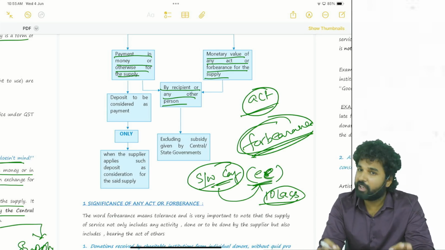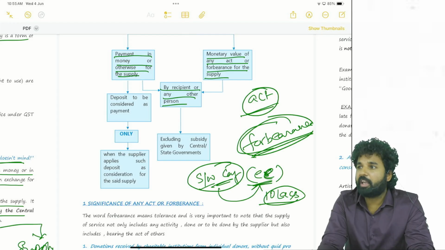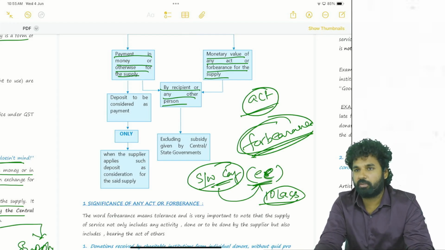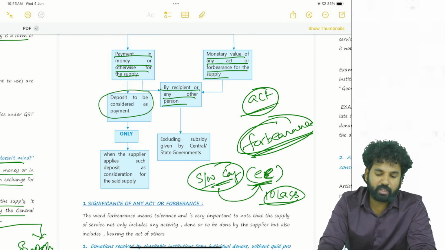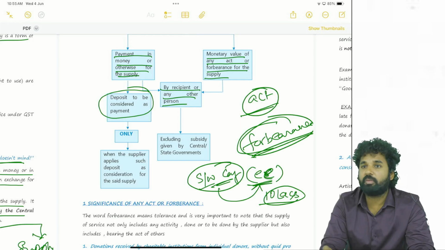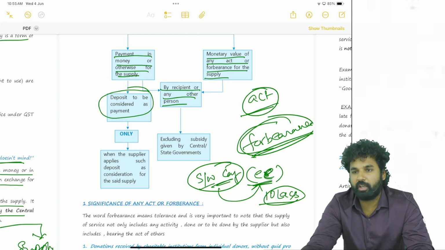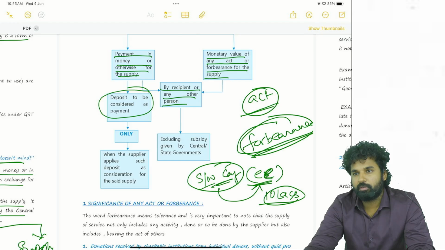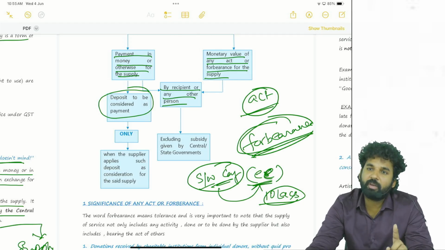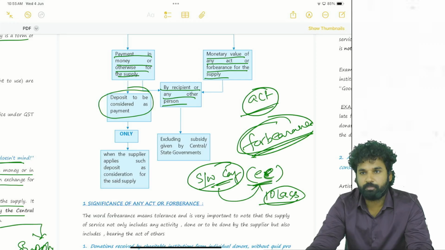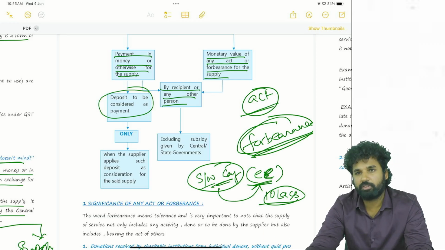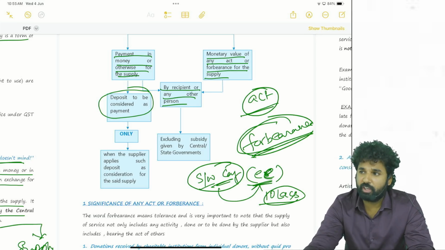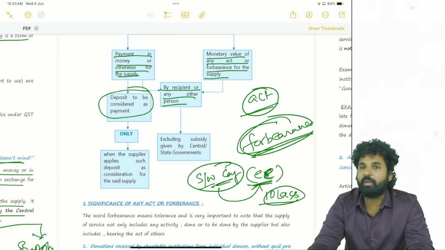It may be by a recipient, it may be by any person other than the recipient, it may be by a third person. Okay, right? Deposit to be considered as a payment. Sometimes we will do a security deposit. Let's say you take a property on rent, we will pay advance rent, like 3 months advance, which will be kept as a deposit. At last, they may adjust that advance to the rent, or sometimes they may return that deposit. If they are returning such deposit, it will not be treated as consideration. If they are adjusting such deposit to the rent, then it will be treated as consideration.